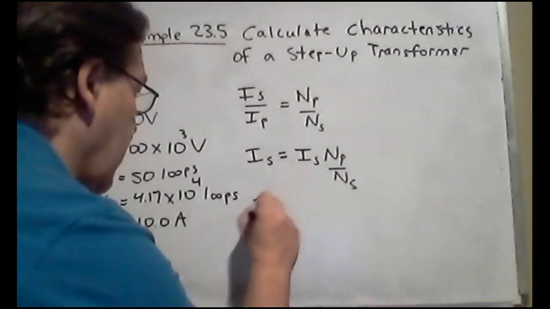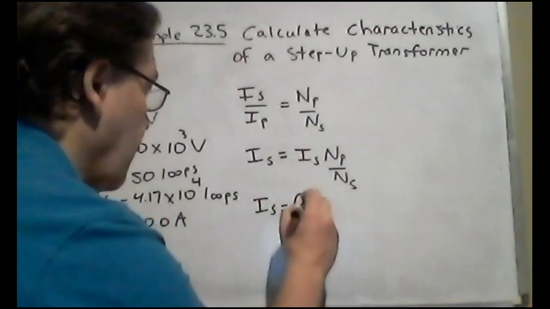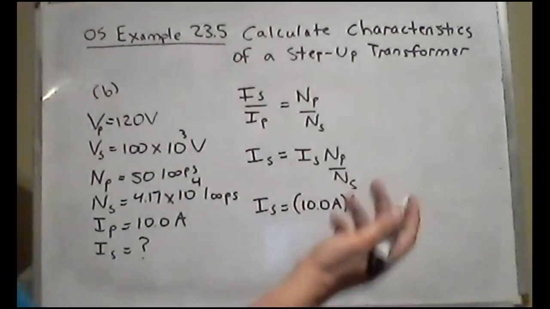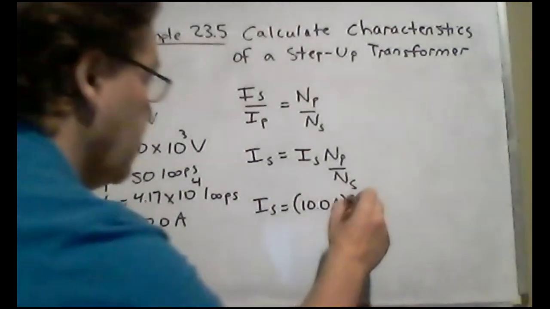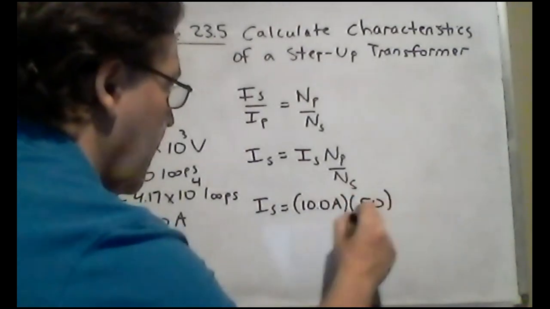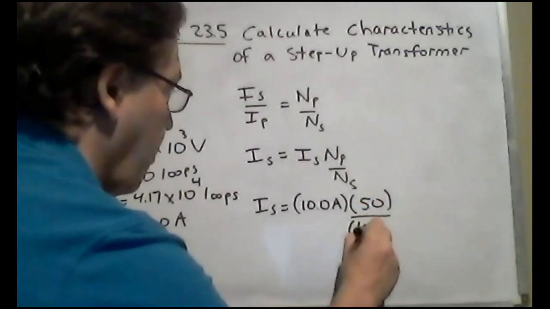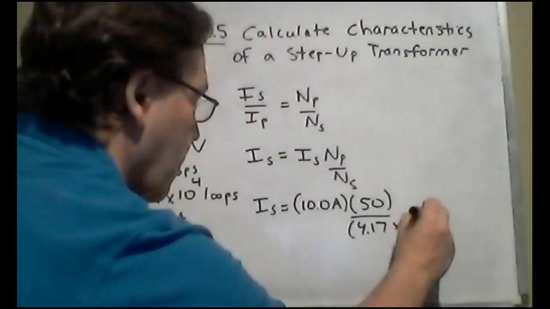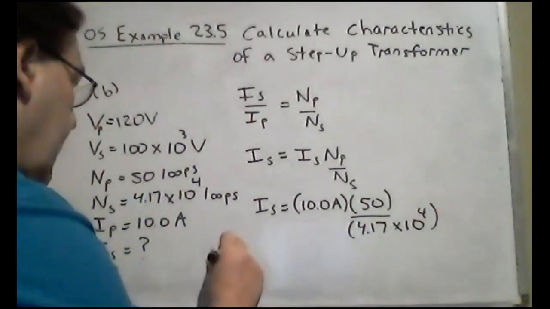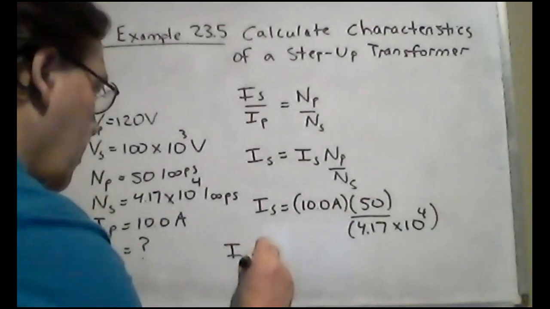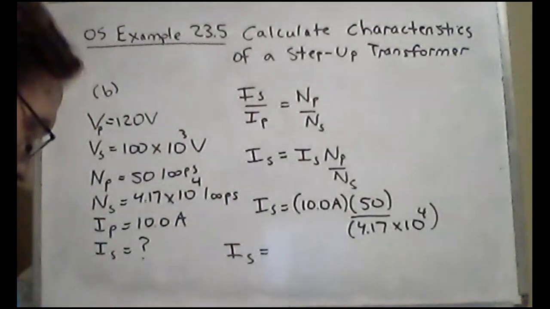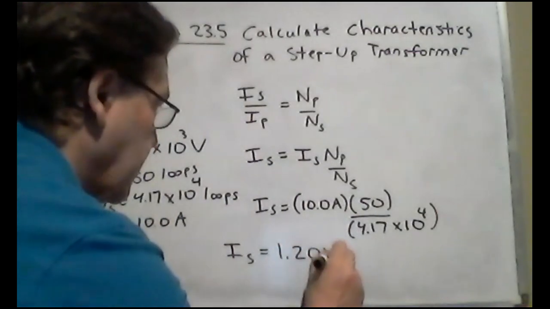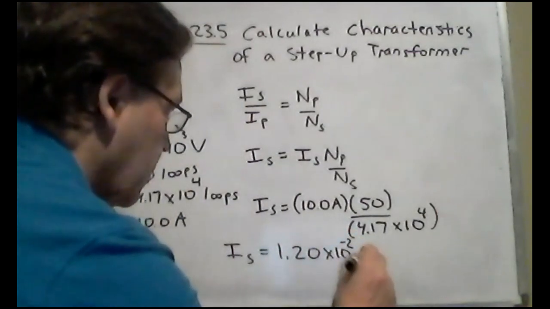So I want I at the secondary. That's I at the primary, 10 amperes. Now the primary number of loops, that was just 50. And the secondary number of loops, that was 4.17 times 10 to the fourth. I found out that my secondary current is very small. It comes out to be 1.20 times 10 to the negative 2 amperes.